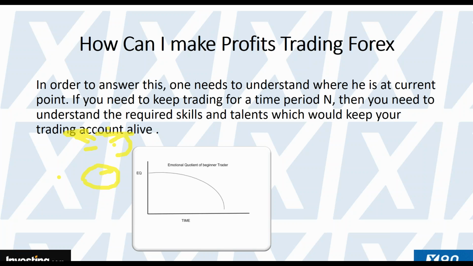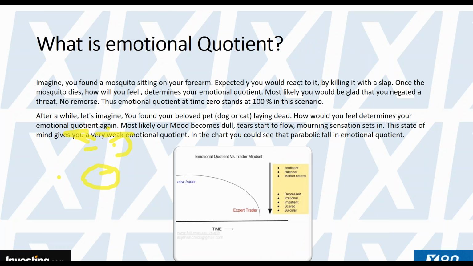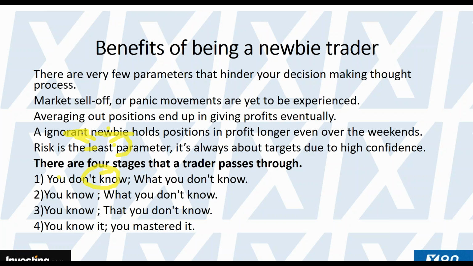There isn't an interest rate decision coming up. Like tomorrow, we have a very big, important decision by the Federal Reserve, and they're probably going to raise interest rates. When they do that, the dollar is going to go up, gold's going to go down, because this is information. So you trade in the Forex market from information. Okay. Now, you need to have knowledge, and you need to acquire this knowledge to be a successful trader. Okay. But there are very few parameters that hinder your decision-making thought process. Market sell-offs and panic movements are yet to be experienced. Averaging out positions end up in giving up profits eventually.